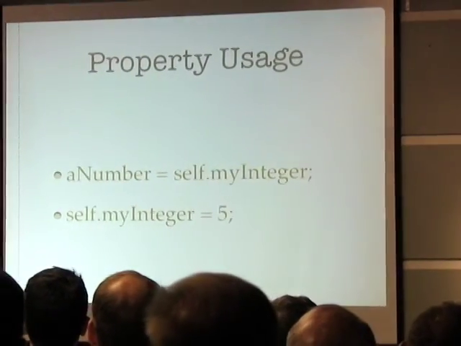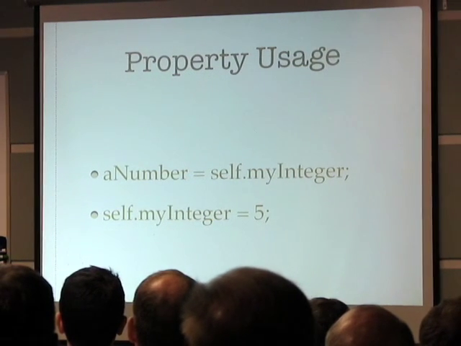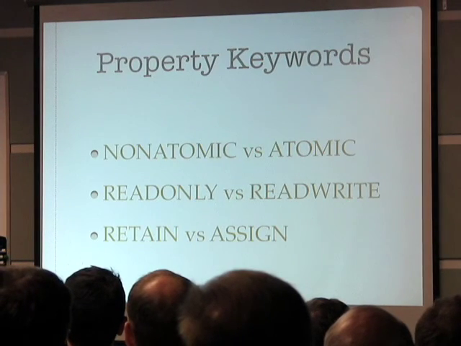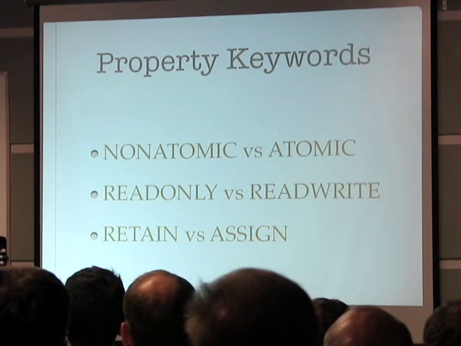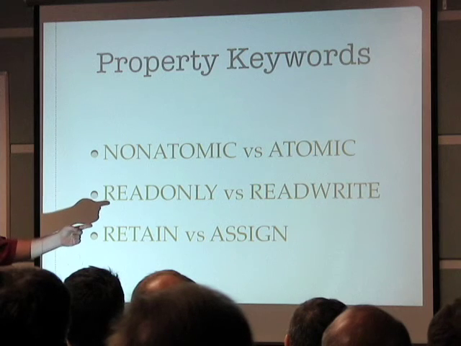Everyone who does iOS recognizes it. This is how we access the properties. So this is all review. Hopefully none of this is a surprise for you. Here are the property keywords. I want to review them real quick. Non-atomic, atomic, read-only, read-write, retain, and assign.